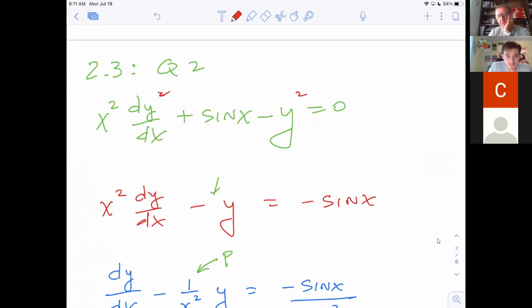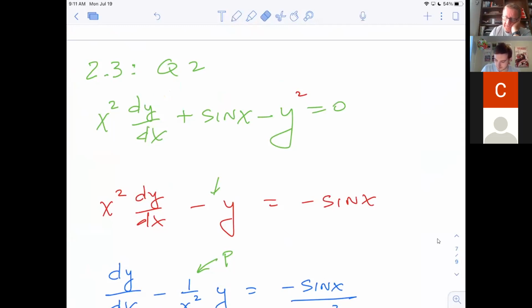Linear means no squared terms, right? If I say y equals 2x plus 3, that is a line, but if I say y equals 2x squared plus 3, is it a line? No, it's squared now. Well, notice it's just dy/dx, not dy/dx squared. It's just y, not y squared. And so linear is a very tight definition.